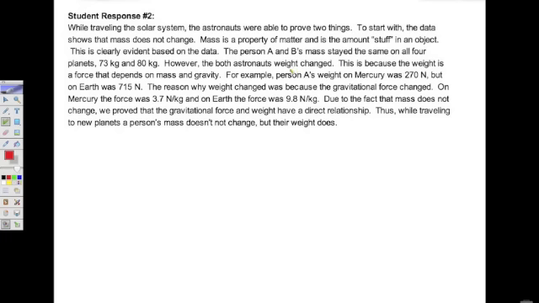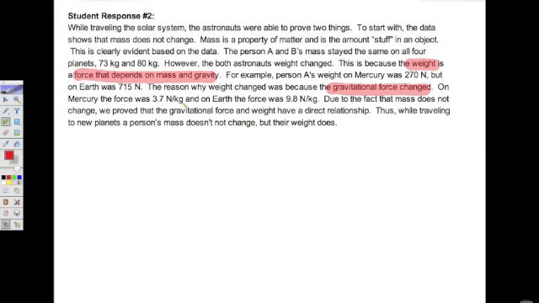So I keep going. However, both astronauts' weight changed. So they start answering the question of why. This is because weight is a force that depends on mass and gravity. So that is an explanation. They give us an example. The reason why, once again, they're answering the question why weight changed was because of the gravitational force changed.